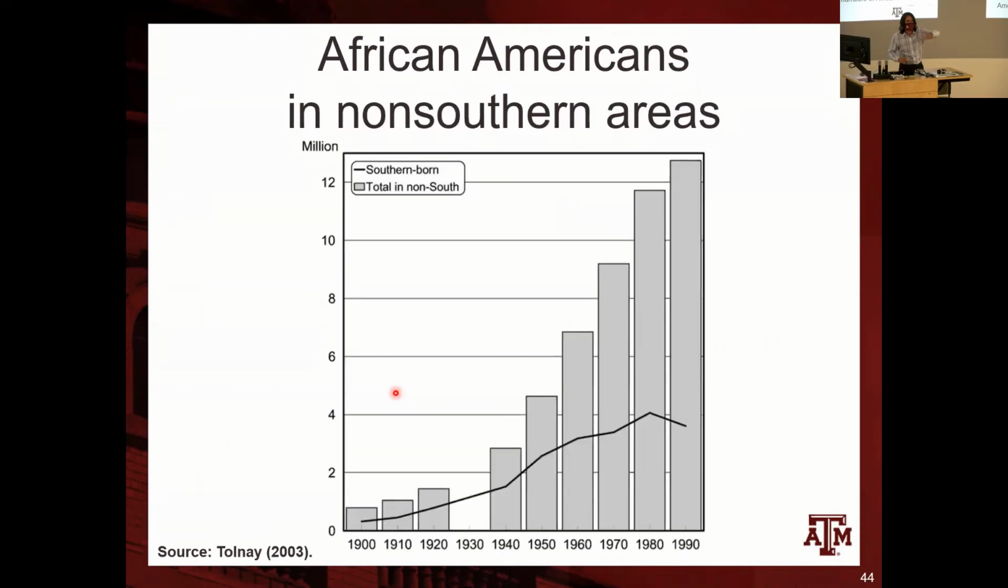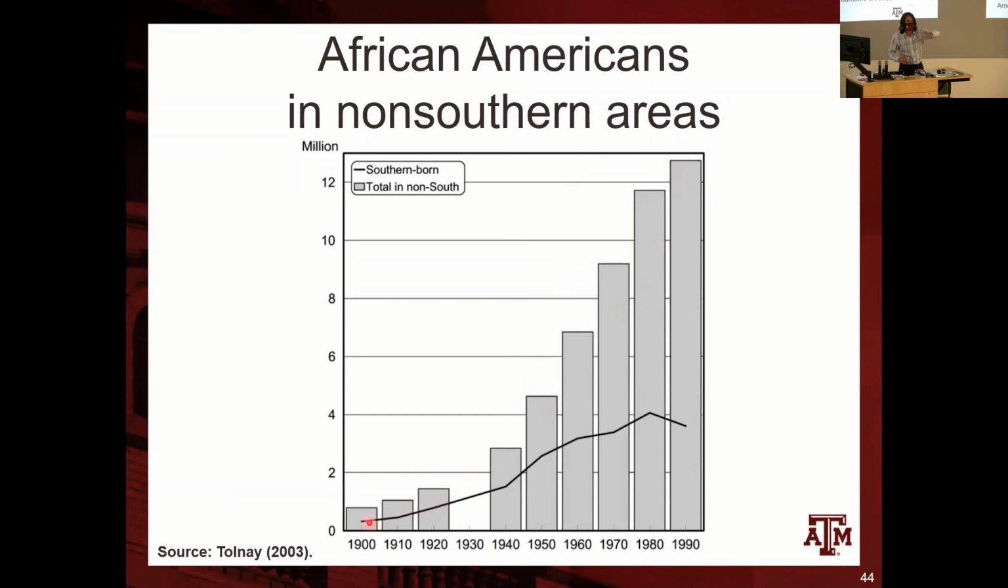And this is just to give an idea of African Americans living in non-southern areas. This is the total, the columns here in gray is the total number of African Americans living outside of the southern states. So it increased a lot from below 1 million to more than 12 million.